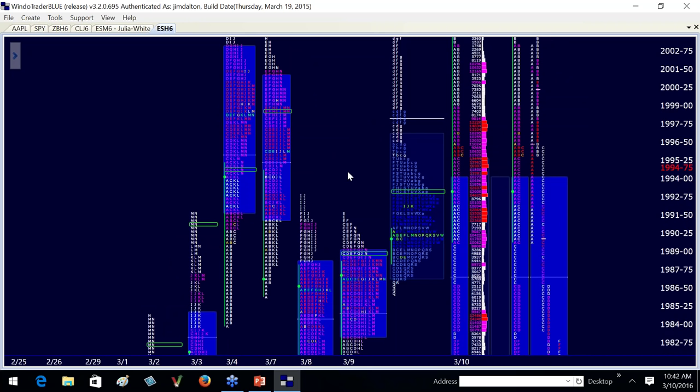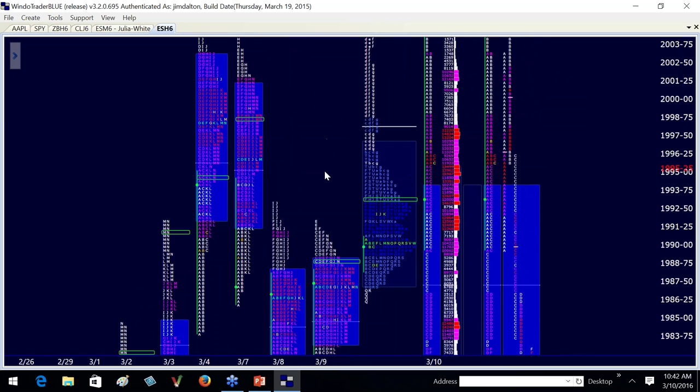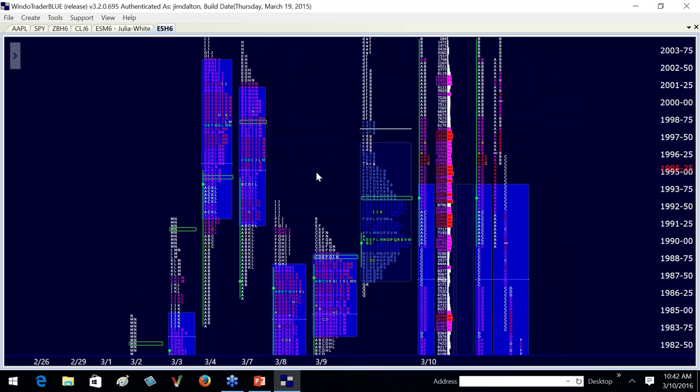Okay, one more question there, then I want to go on to the next day. Price traders would see March 7th as an inside day and sell the break lower. How is that a different view than the profile of the idea of lower prices? So they would see March 7th as an inside day and sell the break lower. How is that different?